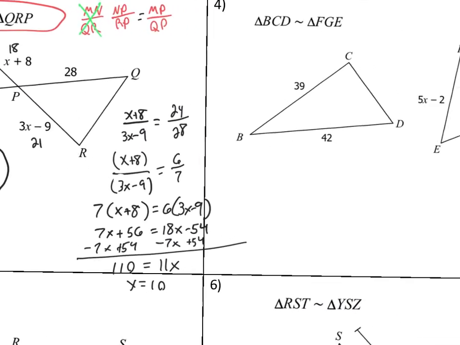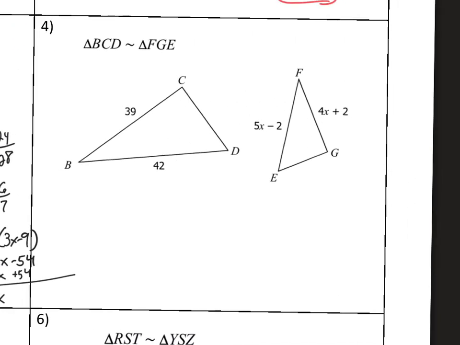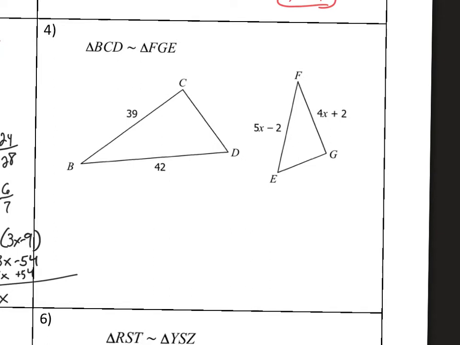Moving on. Two triangles. We don't have to worry about matching up the sides because the similarity statement is given to us. I'll write my proportionality statement.